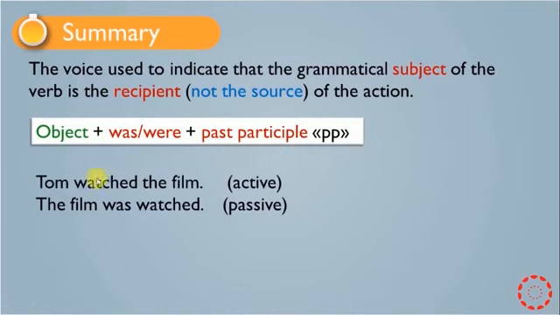Look at this example. This is the active voice. Tom watched the film. Tom is the subject here. Watched is the verb and the film is the object. We write the film at the beginning in the passive voice. We say the film because it's singular, we say was, and then we change the verb to the past participle. Watched remains the same because, as we said, watch is a regular verb, just take ed, and the passive voice is the film was watched.